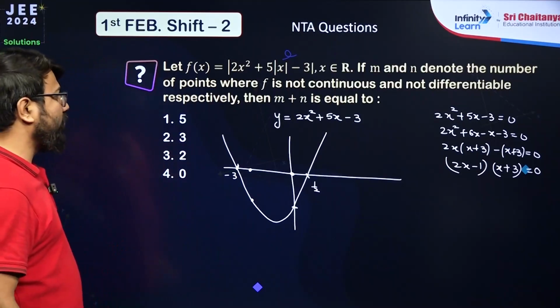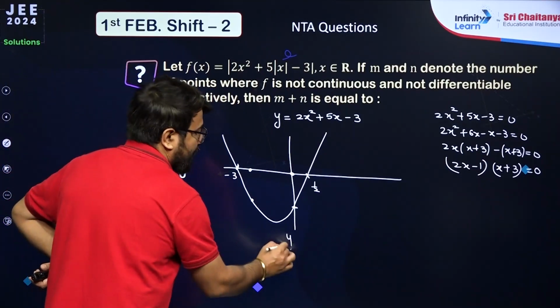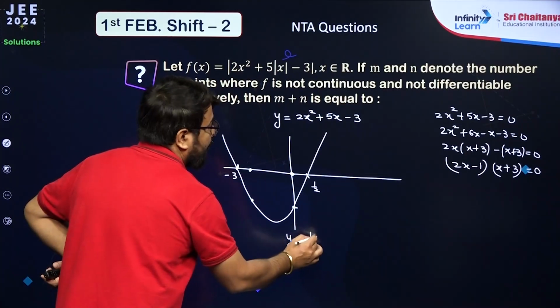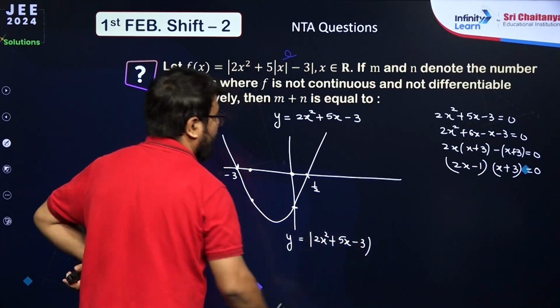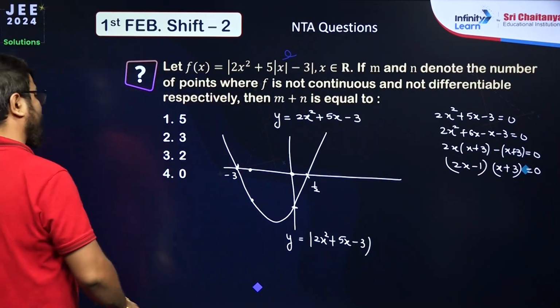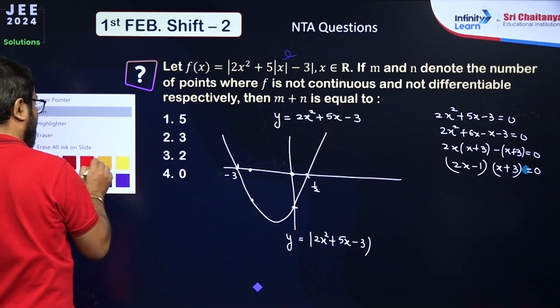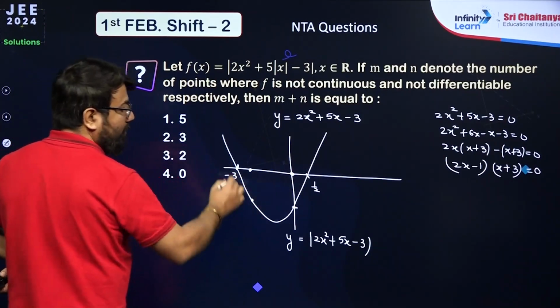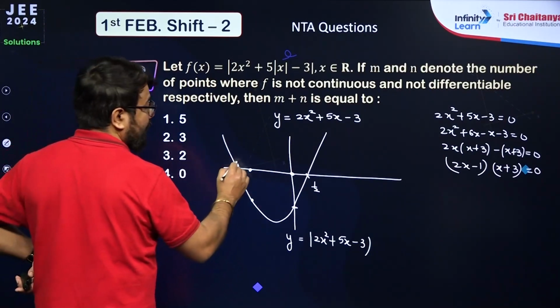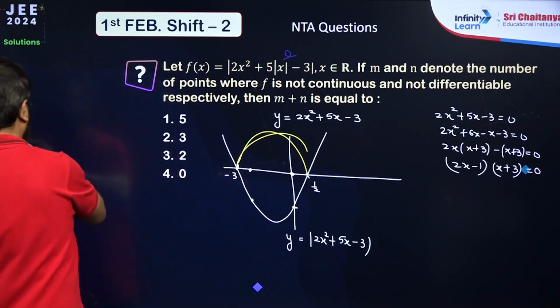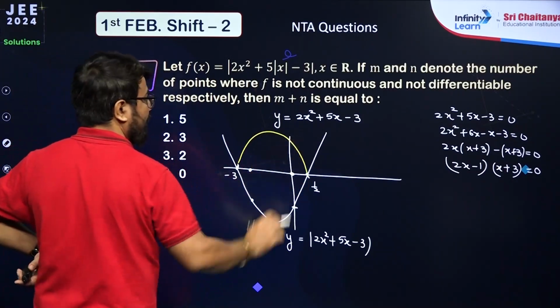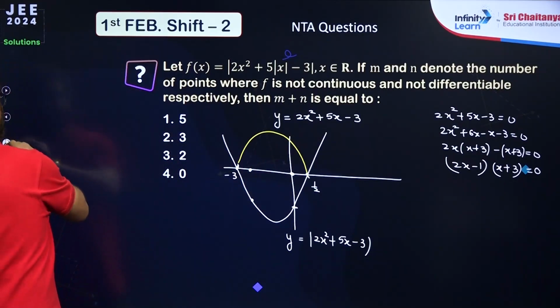Now after this step, what we need to do is apply the modulus to this function. If I want to apply the modulus to this function, then what will be the changes in the curve? The change we can have in this curve is this: the entire graph which is below the x-axis will be taken above the x-axis. So in this way there will be a reflection of this curve. Are you able to understand how I have taken the reflection of this curve?